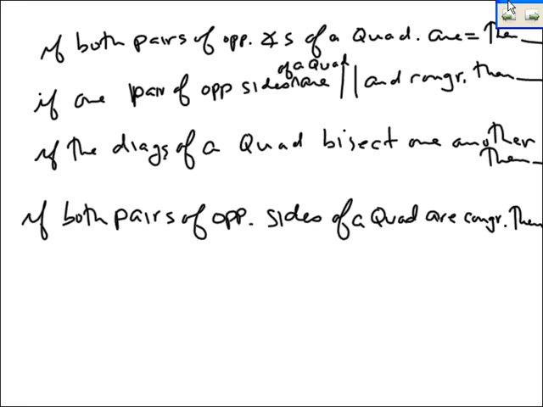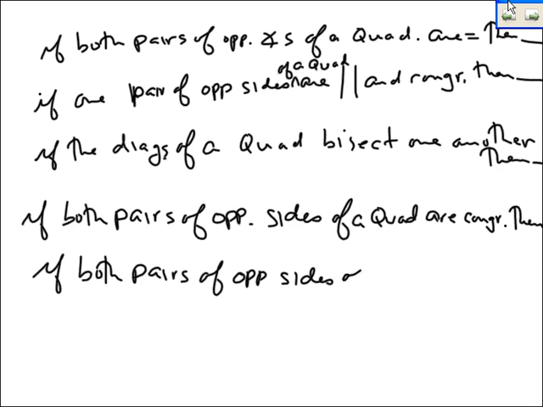And just for completeness, we'll say this. If both pairs, this is the definition, if both pairs of opposite sides of a quadrilateral are parallel, then the quadrilateral is a parallelogram. Okay, so you have 5 different ways. Let me think if I can think of any more. But you have 5 different ways of showing that a quadrilateral is a parallelogram.